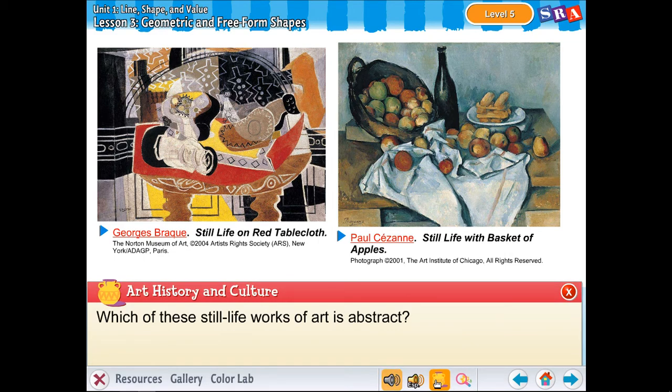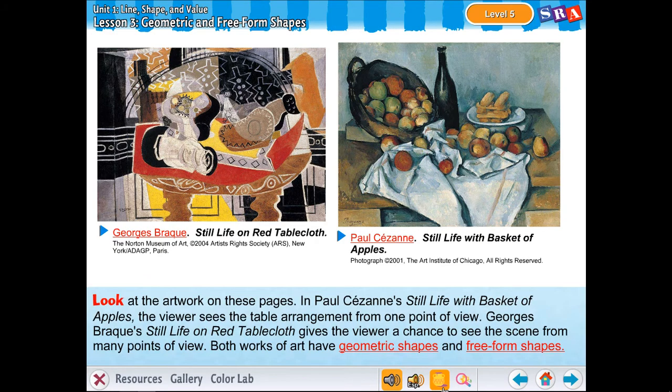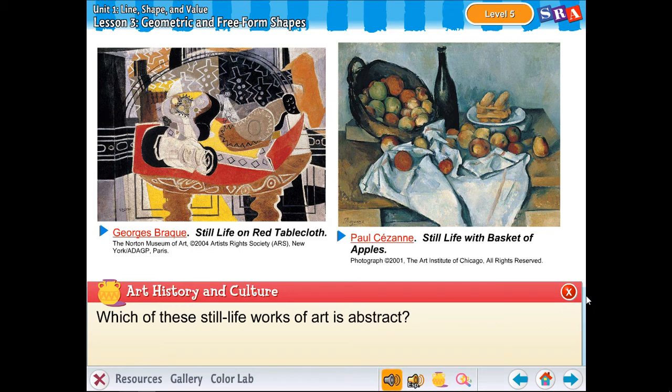Which of these still life works is an abstract art? And remember, abstract is a style where you take something and you change it so that it doesn't look real. You can still recognize what it is, but it doesn't look like a photograph. So which one of these two is abstract, do you think? This doesn't exactly look real, but if you had to ask about the two, this one looks more abstract than those. Which of these still life works is an abstract? We said that one.